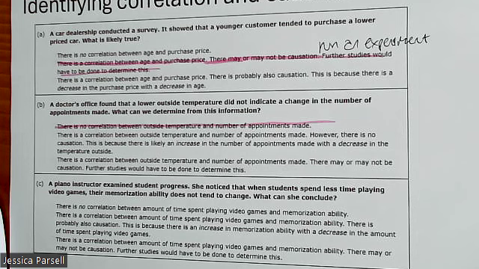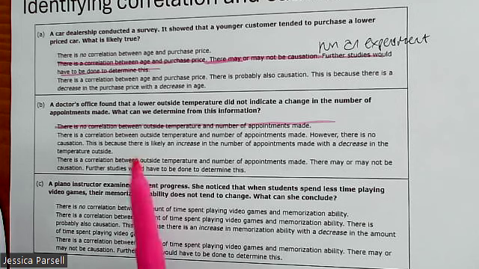What can she conclude? That there is no correlation between the amount of time spent playing video games and memorization ability, that there is a correlation between the amount of time spent playing video games and memorization ability. There is probably also causation. That's because there is an increase in memorization ability with a decrease in the amount of time spent playing video games. Lastly, there is a correlation between amount of time spent playing video games and memorization ability. There may or may not be causation. Further studies would have to be done to determine this.